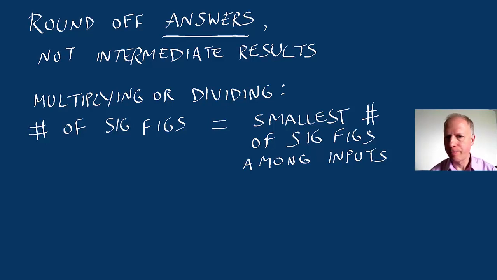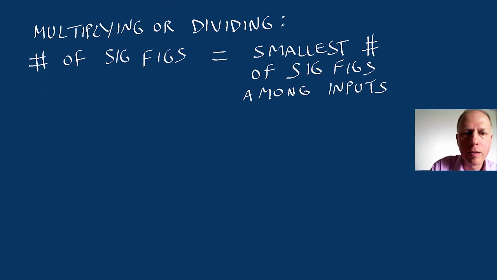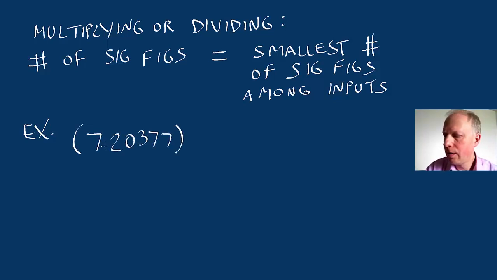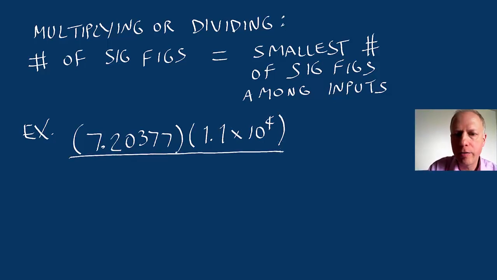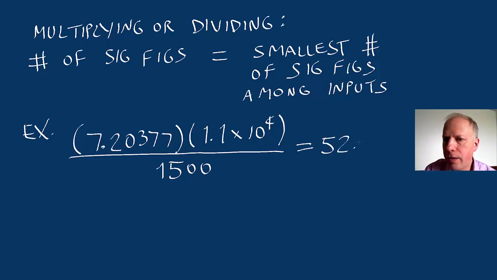Let me show you an example. 7.20377 times 1.1 times 10 to the 4 divided by 1500 equals, well, if I get out my calculator and run these numbers, I get 52.8276, but that's not the answer. I should put a box around the answer at the end of the problem. I need to round this off.